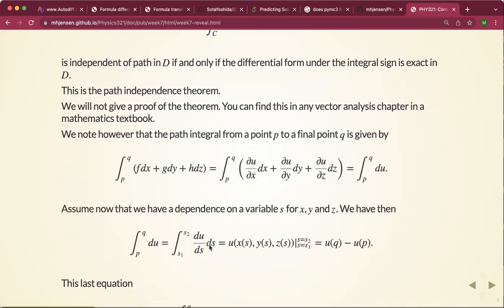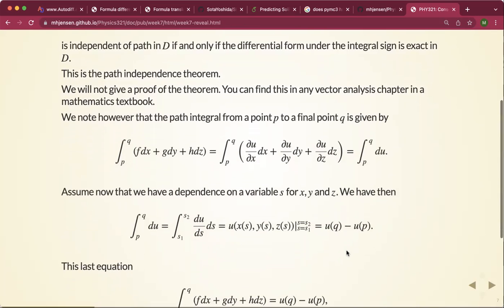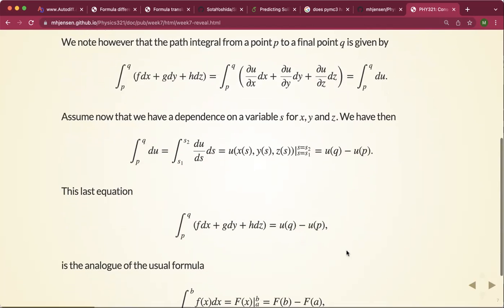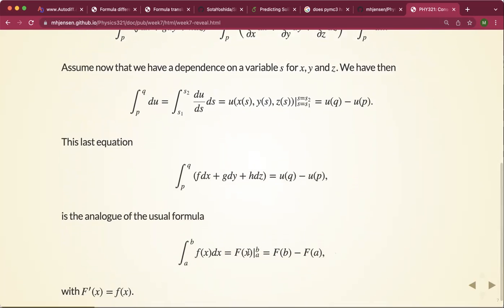That means that what you have then is something which you can now write as something which depends only on the two endpoints. And this last equation here is the analog of the usual formula which we have seen, where the derivative of f is actually given by this function f of x. And this is the so-called path independence theorem. So if you have these relations, then you can show the path independence theorem.